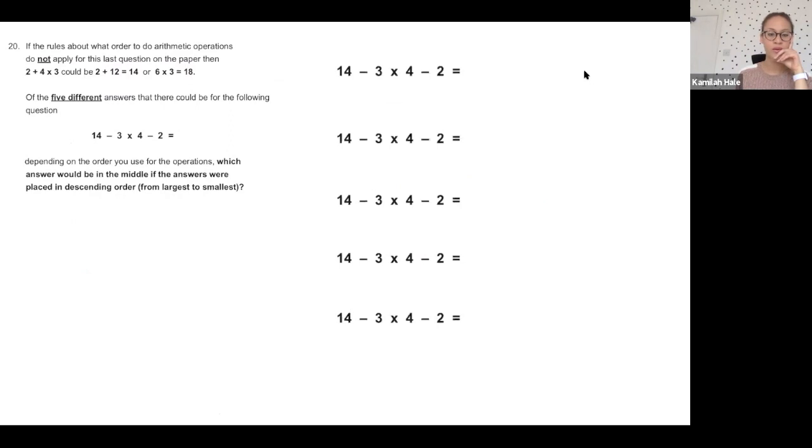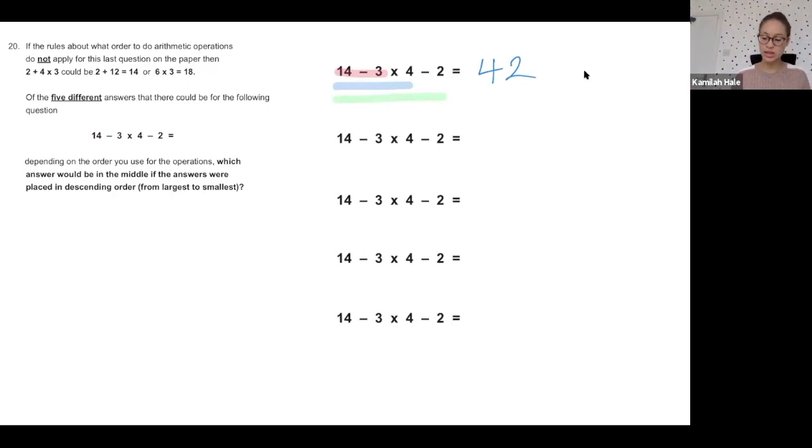Okay, so someone's got 42. Let me see from my notes how we got to 42. Okay, so you get to 42 if you just do them in order. So you do 14 minus 3 is 11. And then 11 times 4, which is 44. And then you do 44 minus 2 and you get 42.